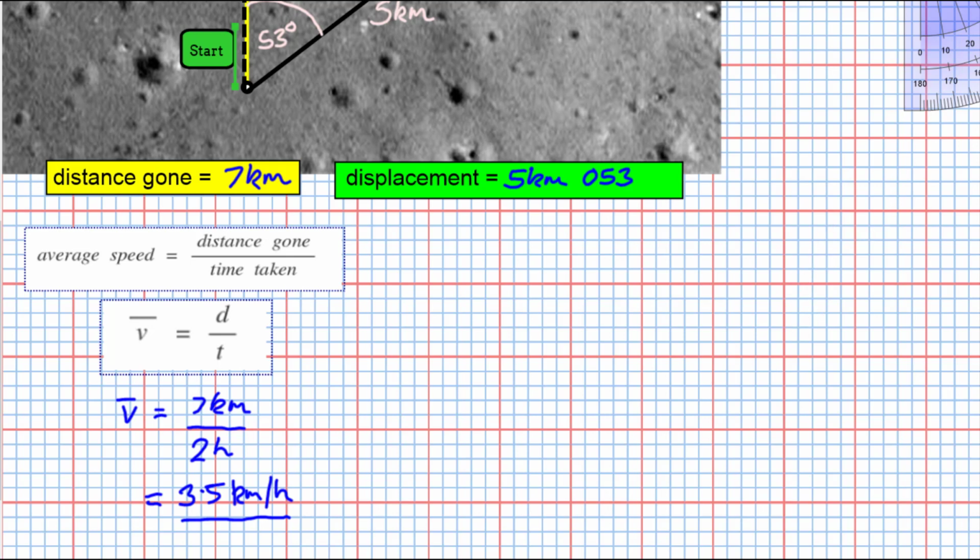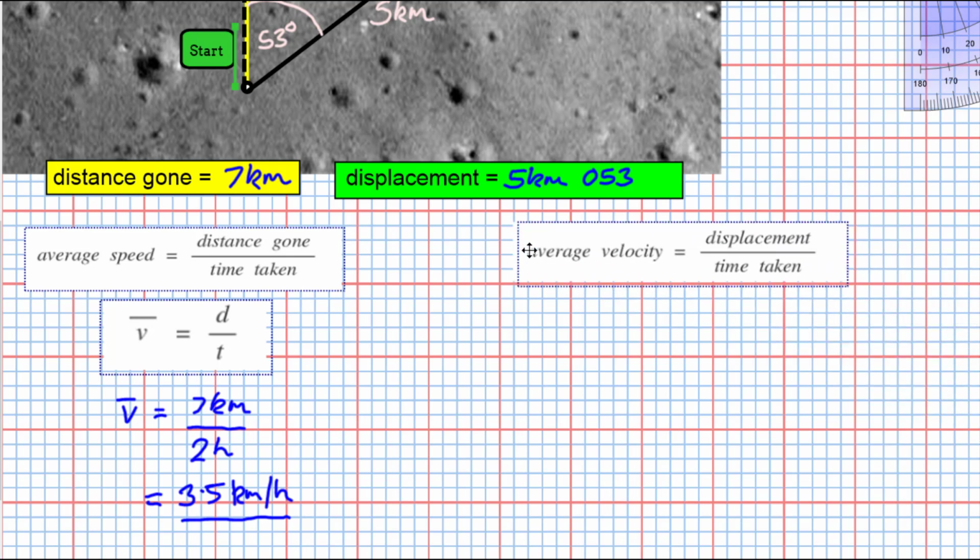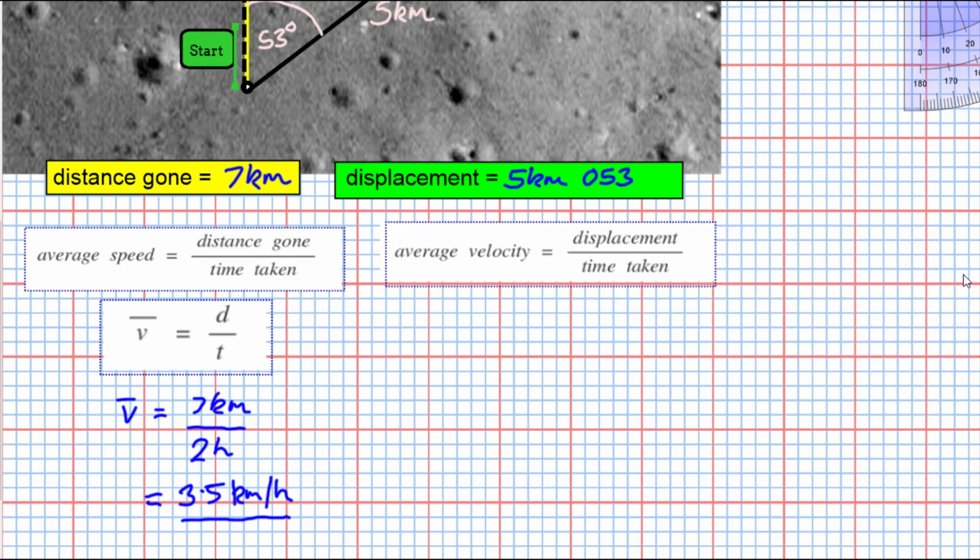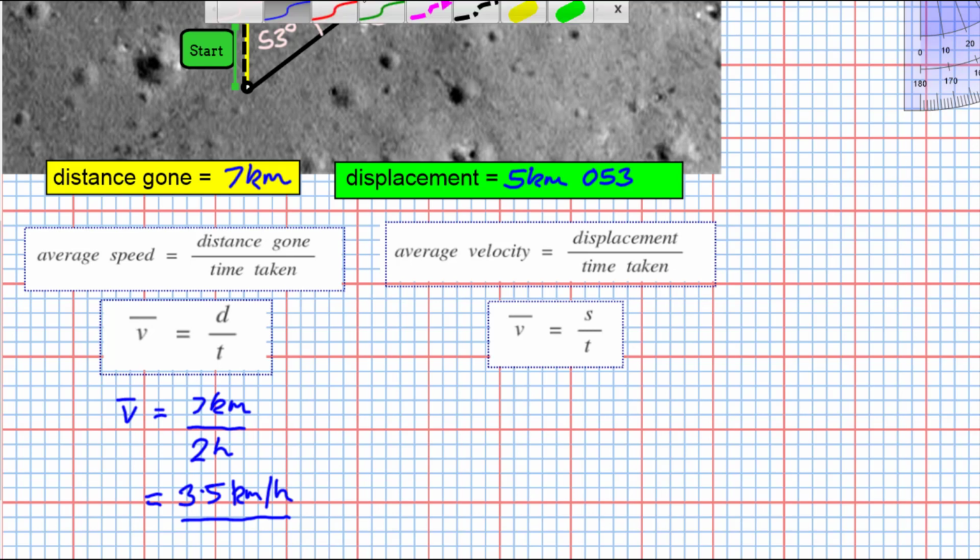But what about the average velocity? Well, the average velocity is calculated by a different formula. Average velocity is equal to displacement divided by the time taken. In equation form, we have V bar equals S divided by T. Remember, S stands for the displacement. And we've worked out what the displacement is.